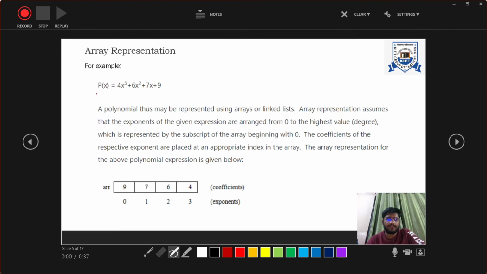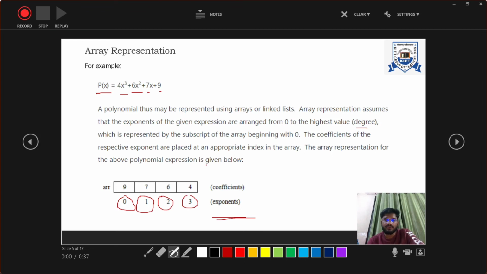For an example, we have taken a simple polynomial, 4x cubed plus 6x square plus 7x plus 9. The polynomial can be represented using arrays or linked list, but first we will explain with the help of arrays. The array representation assumes that the exponents of a given expression are arranged from 0 to the highest degree. They are represented by the subscript of an array beginning with 0, as the array index starts from 0.